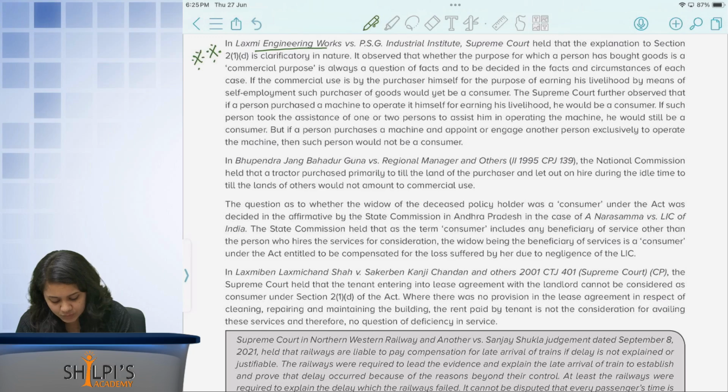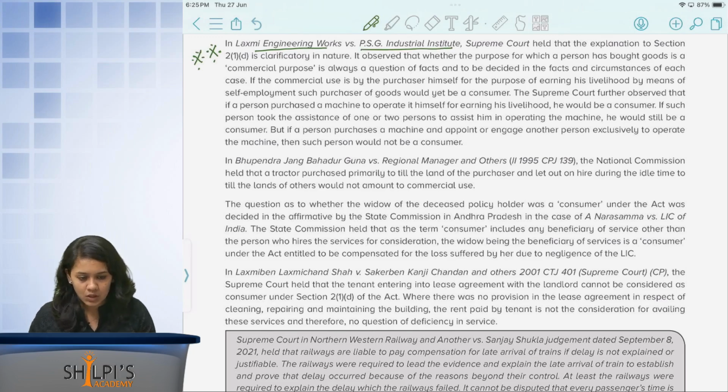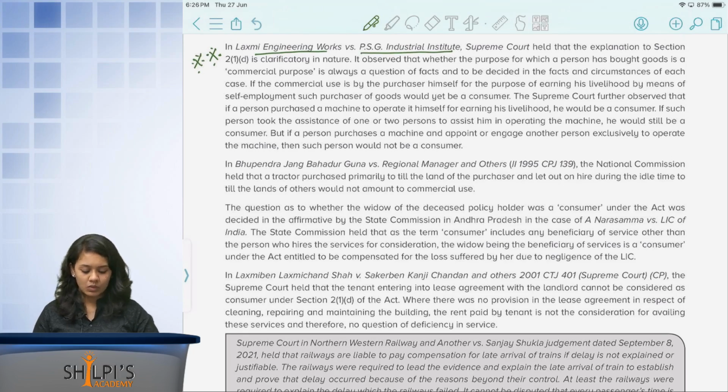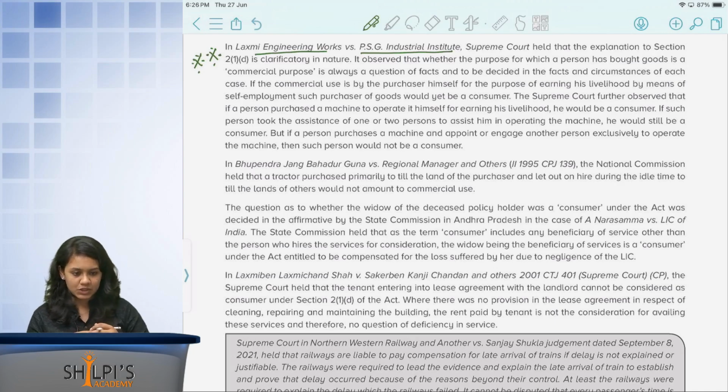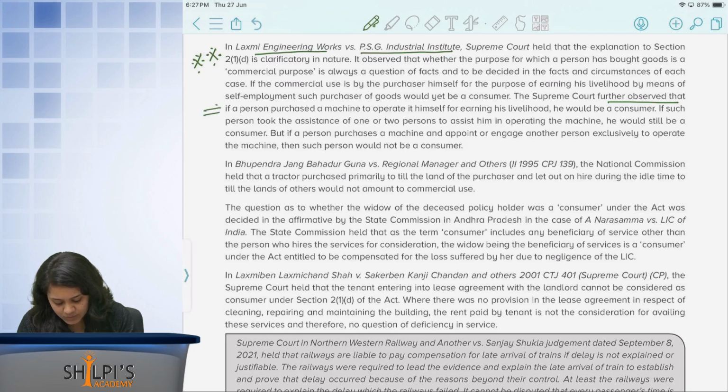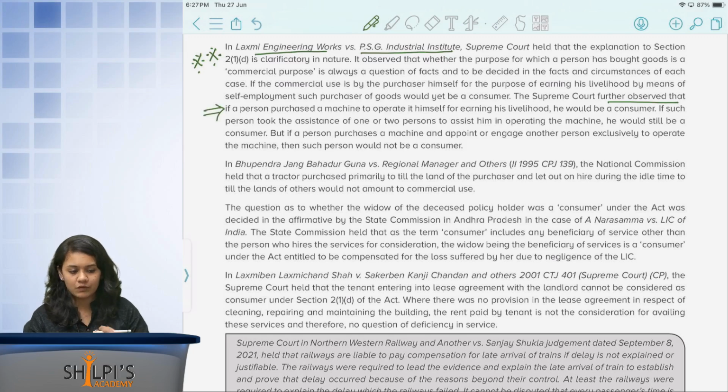The first one is the case of Lakshmi Engineering Works versus PSG Industrial Institute. In this case, the court went ahead to try and understand, are you a consumer if you are using your goods for commercial purpose? What was held in this case was that if a person purchased a machine to operate it himself for earning his livelihood, then technically he is a consumer. Even if he took the assistance of 2 or more people to help him operate the machine, he would still be the consumer. But if he bought the machine and then he delegated the function entirely to someone else to run and operate the machine, then he would not be the consumer.